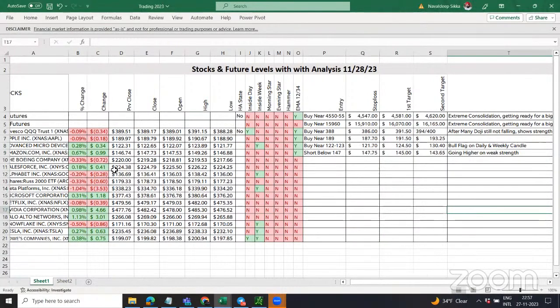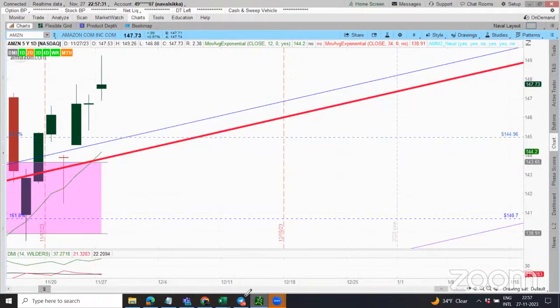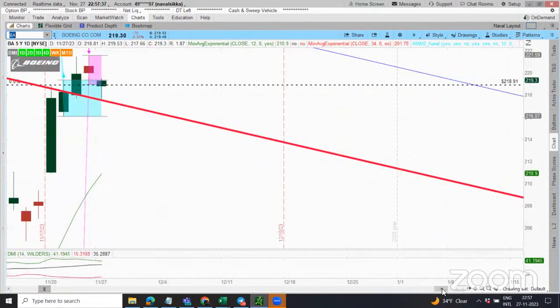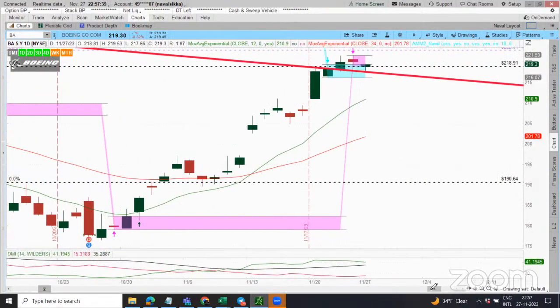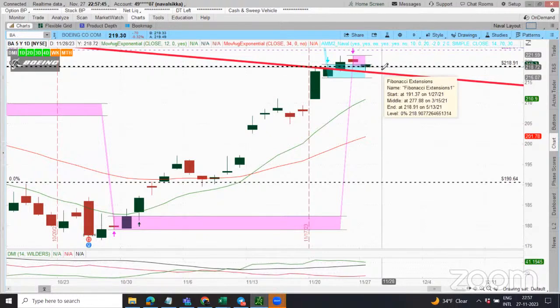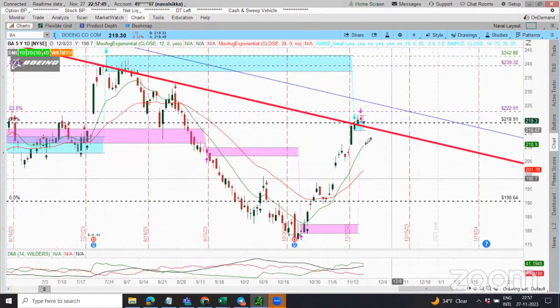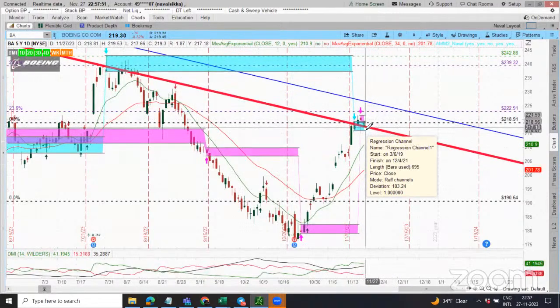Okay, then we have Boeing. Boeing, I am liking it right now because Boeing is managing to hold this area. And what it is allowing is it is allowing the EMAs to catch up. So EMA is positive. It is holding that 219 area. It is holding that breakout area. See, this was the breakout where the news came.